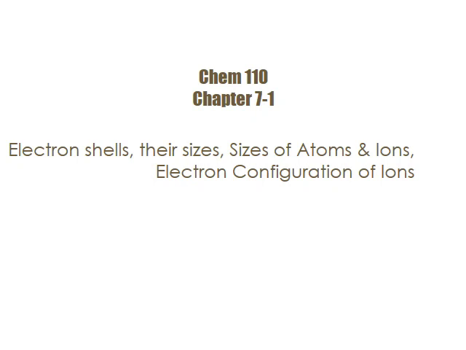In this section of chapter 7, I would like to talk about electron shells, their sizes of atoms and ions, and electron configuration of ions.